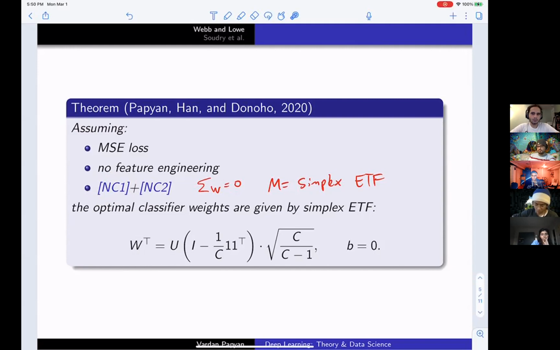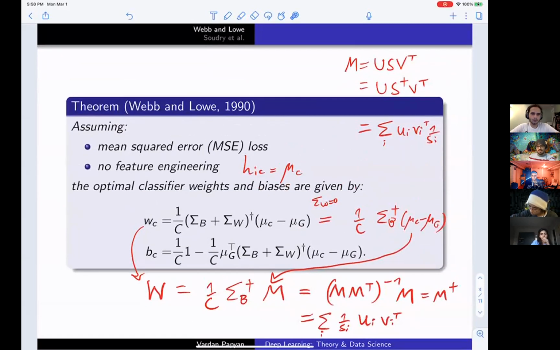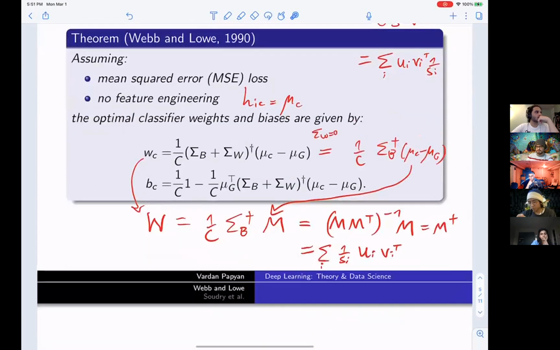You can almost see the proof in the previous slide. If M is a simplex ETF, then all of its singular values are equal to 1. And therefore, this is just 1 over 1, for example, right? And it just becomes 1. So there remain 1 here, and therefore W is a sum of singular values which are 1 multiplied by U V transpose. Does this make any sense? It seems like if a person is not familiar with singular values, this might be a lot of information coming at once. So I guess this would make less sense.